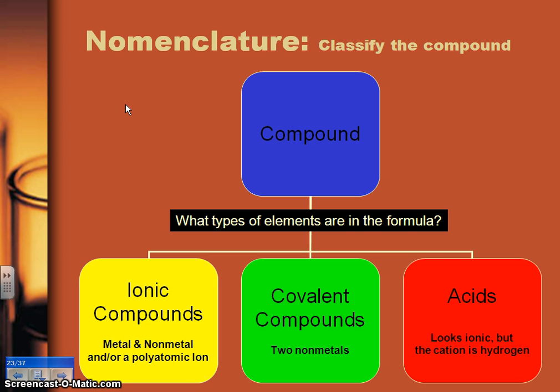Okay, so we're left with a general compound, and we already know how to distinguish between ionic compounds and covalent compounds. One of the reasons why this is so important is because each type of compound has its own set of rules for nomenclature. Tonight, we're going to focus on the covalent compounds.